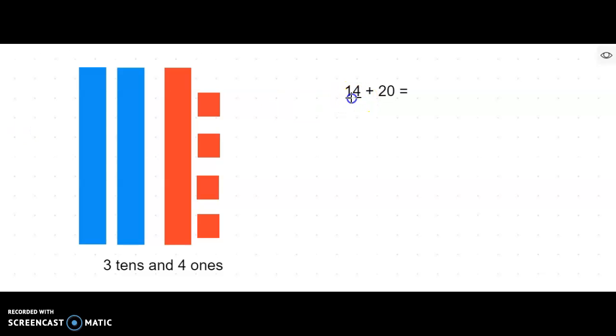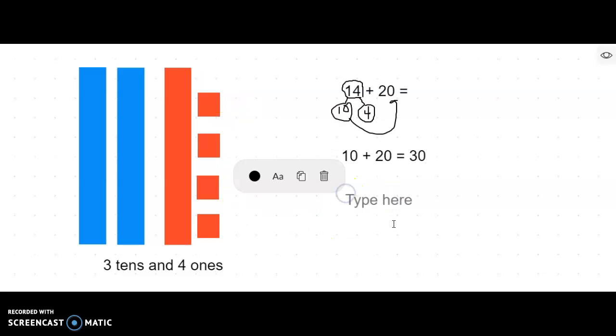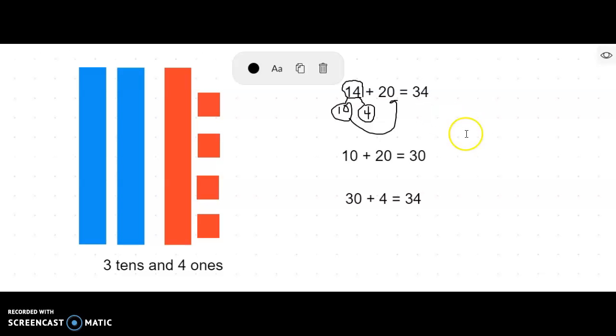Let's show that with our number sentence now. So because 14 has both tens and ones, it's still the number I'm going to break into its two parts. And remember, since 14 has 1 ten and 4 ones, its parts are 10 and 4. Since I'm adding 20, or 2 tens, I'm going to be adding my tens together and not my ones. So first, I'm going to add 10 plus 20. And what's 10 plus 20 again? That's right. 10 plus 20 equals 30. And then I have my 4 ones, so we'll do those next. What's 30 plus 4? Yep, it's 34. So 14 plus 20 equals 34.